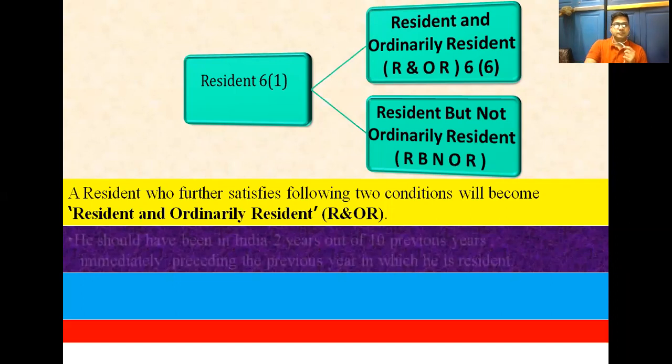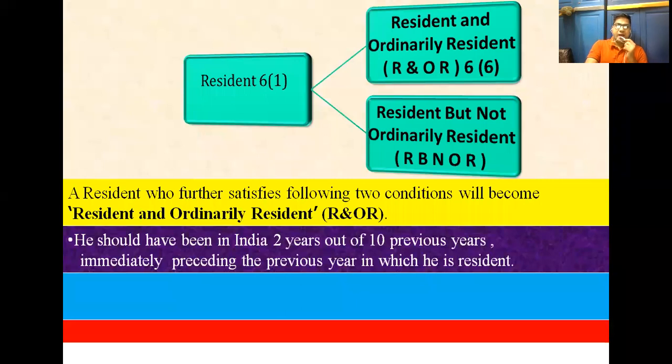Condition number one: he should have been in India 2 years out of the 10 previous years immediately preceding the previous year in which he is resident. His previous year is 2020-21, and preceding means before the previous year, 10 years, it means back 10 years. The previous year is 2020-21, and before that, in the 10 years, we have to stay in India at least 2 years. Then such an individual has satisfied this particular condition, we can say that.